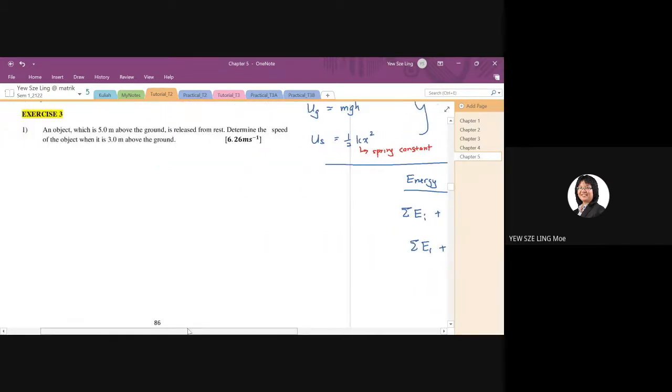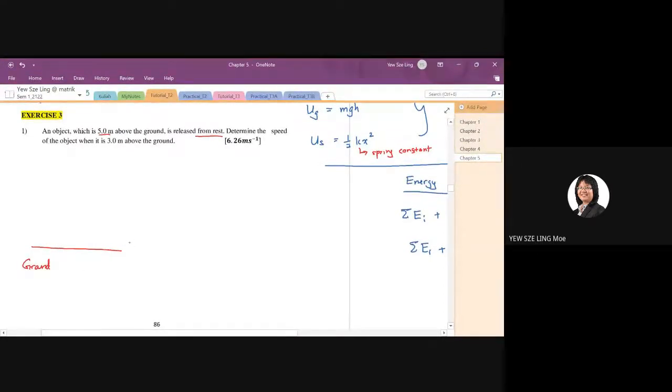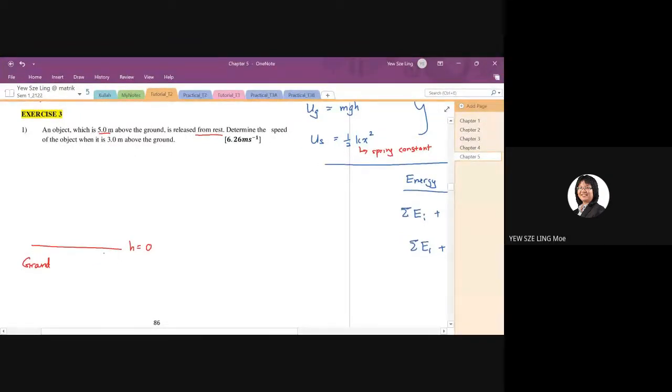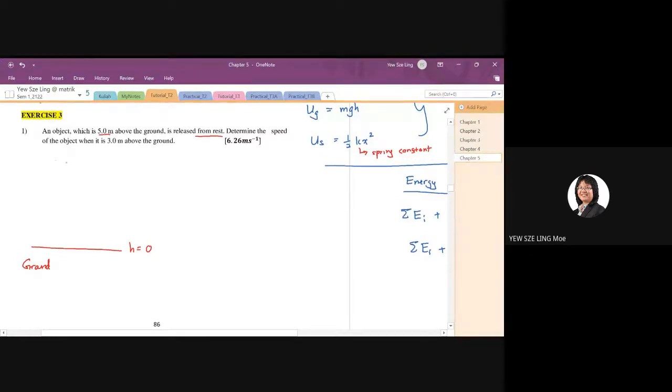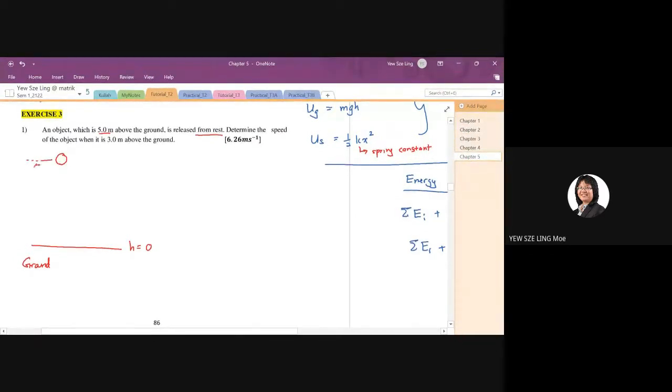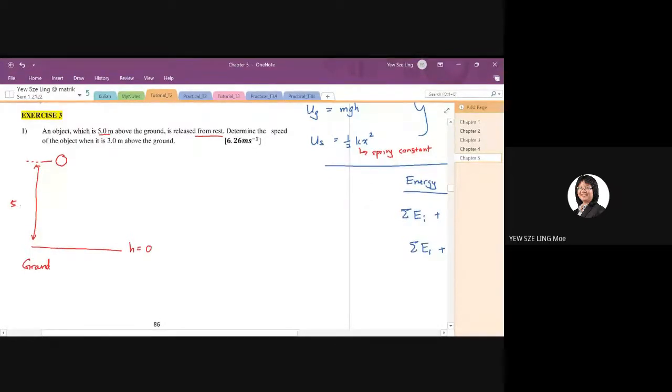So let us begin with the first question. You have an object which is 5 meters above the ground, released from rest, and you need to determine the speed of the object when it is located at 3 meters above the ground. So this is our diagram. We have a ground, and usually we take ground as h equals 0. Now you drop an object from a height of 5 meters from the ground. So this is our initial state.